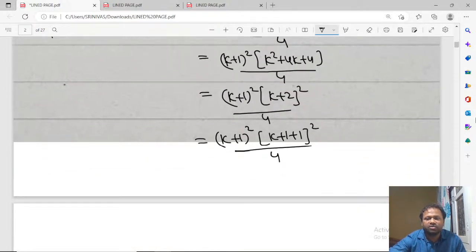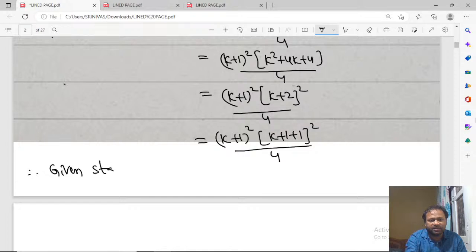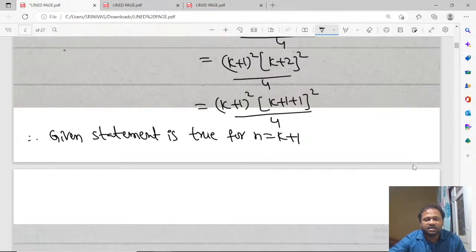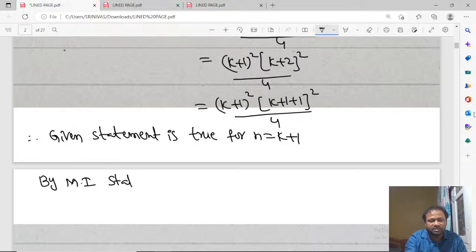Okay, so here we can say that, therefore, the given statement is true for n is equal to k plus 1. Hence, by mathematical induction, that statement is true. That statement is true. Okay.